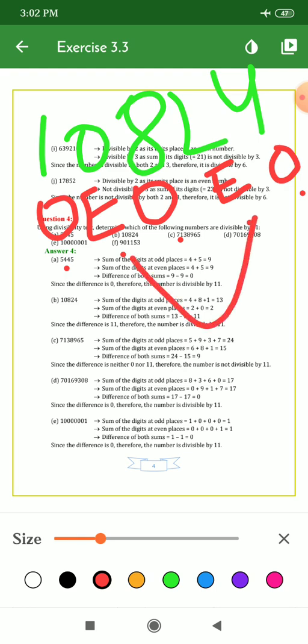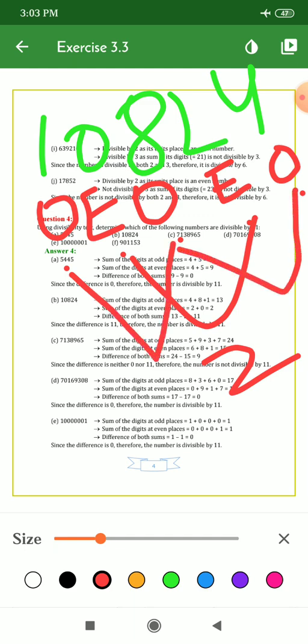Now add the even ones: 0 plus 2 is 2. Now add these two numbers. Yes, 8 plus 1 is 9, 9 plus 4 is 13. So now 13 minus 2 is what?